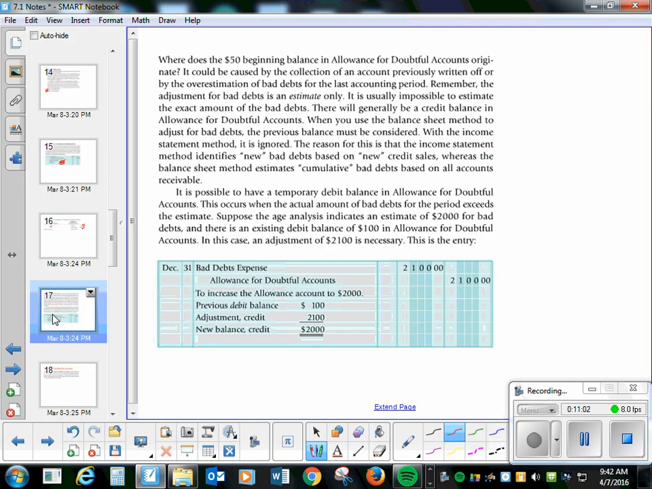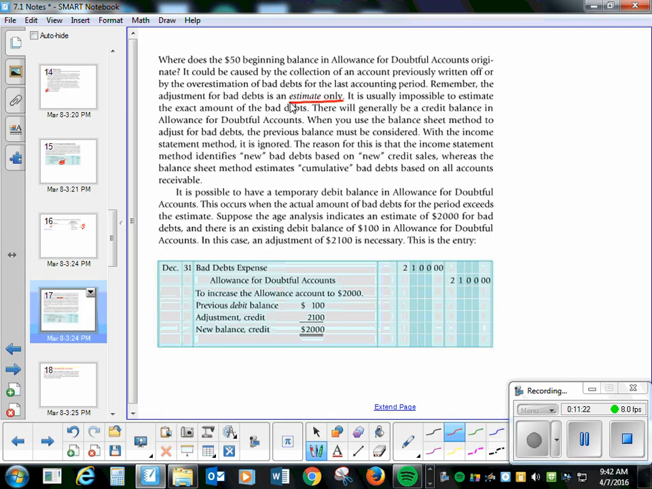Where does the $50 beginning balance in allowance for doubtful accounts originate? It could be caused by the collection of an account previously written off, or by the overestimation of bad debts from the last accounting period. Remember, the adjustment for bad debts is an estimate only. It is usually impossible to estimate the exact amount of the bad debts.